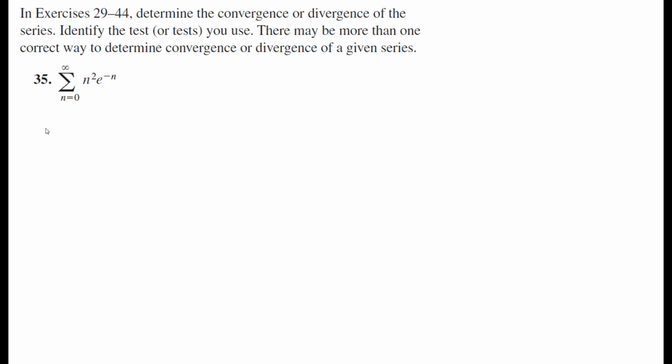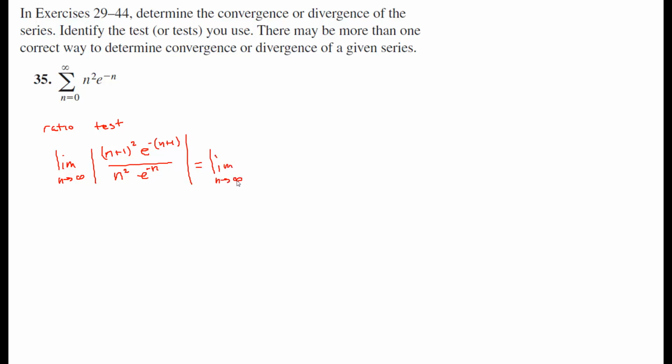Let's go to the ratio test and see if the ratio test can help us out. In the ratio test, take the limit as n approaches infinity of the absolute value of the n plus 1 term, n plus 1 squared times e to the negative n plus 1, all over n squared e to the negative n. Let's see what we get.